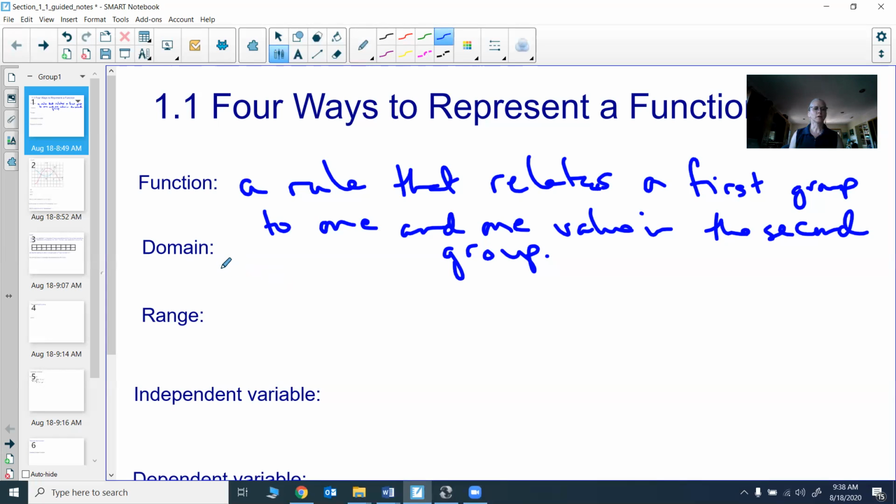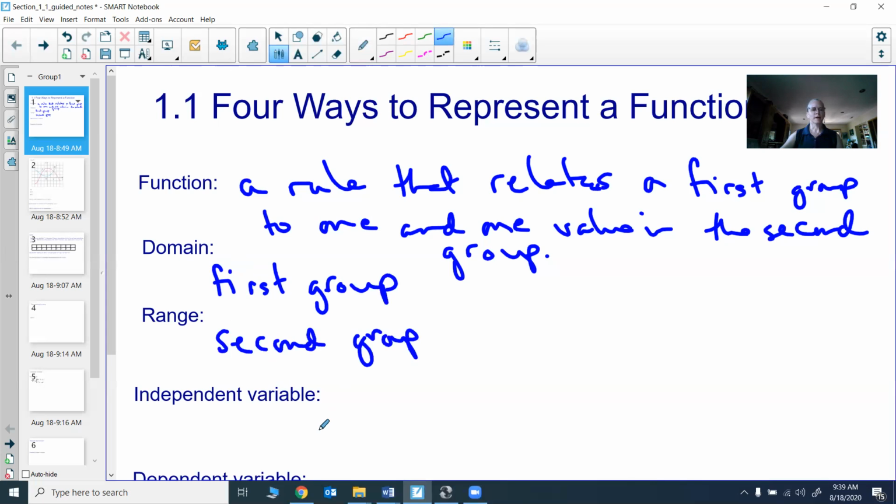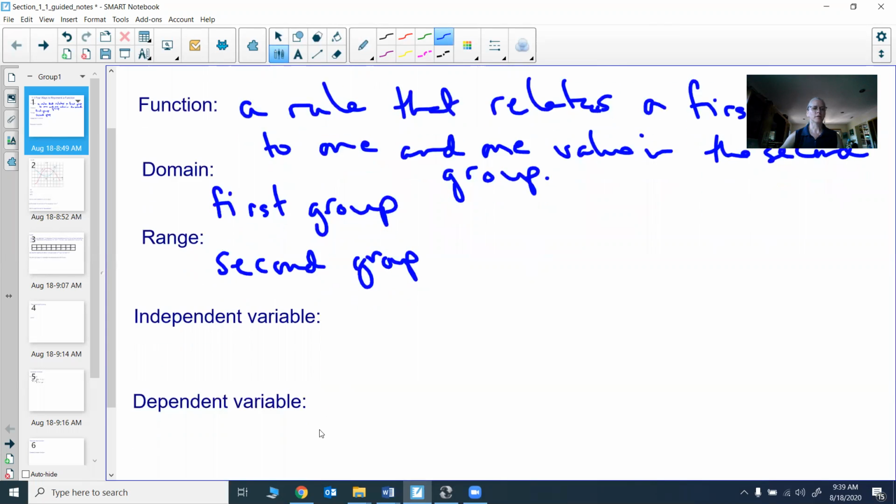The first group is called the domain. So it's usually a set of values. And the second group is called the range. A lot of times in mathematics, we deal with variables, we deal with unknowns. Variables are just things that are unknown that we're trying to find. They're values that can change, and we're trying to find them. And there are two different variables in mathematics that we usually deal with.